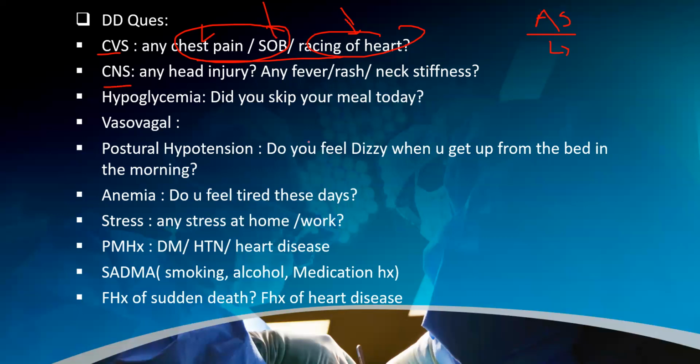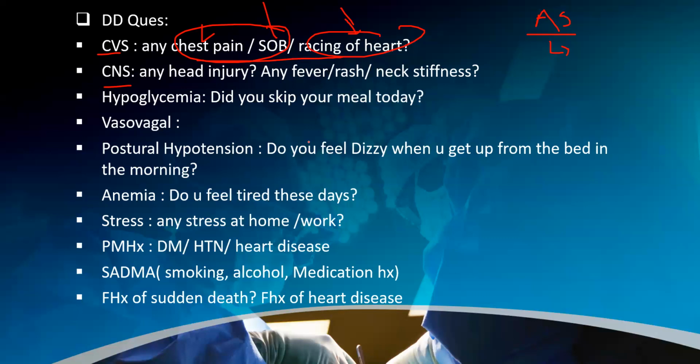Then move to the CNS. You already asked a lot of CNS related questions, but if you missed something, you can just ask it here. Now you ruled out TIA or a stroke by asking about any weakness, any trouble with your vision or speech. You already asked, did you hit your head? That's covered by head injury. You also asked, did you bite your tongue, wet yourself, or have jerky movement? So epilepsy, you also asked. What else did you not ask?